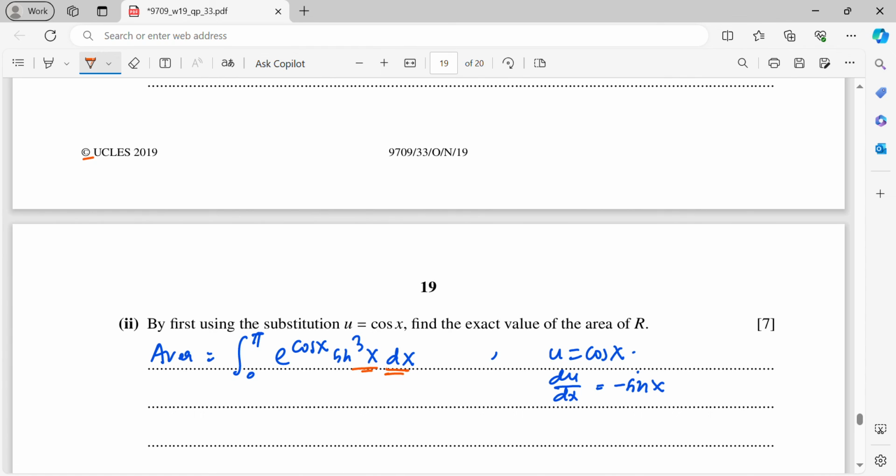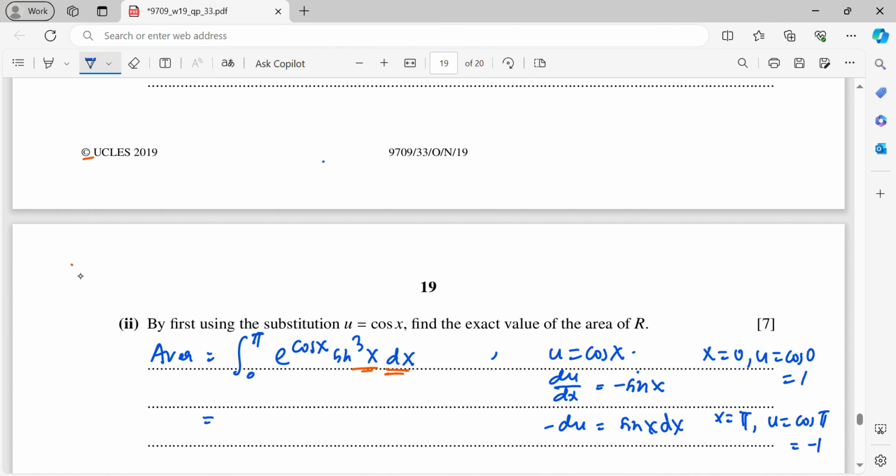So instead of sin cubed x, we can change to sin x dx. Then from here, you will be getting negative du equals sin x dx. Okay, so then I need to calculate my u values. When x equals 0, my u is cos 0, which is 1. When my x is pi, my u is cos pi, that is minus 1.